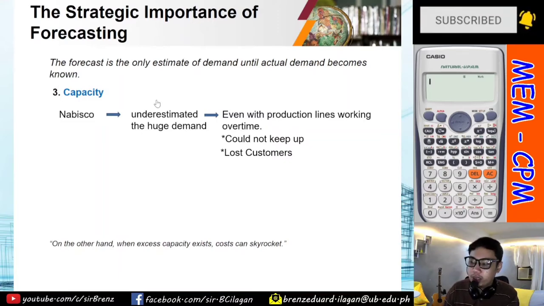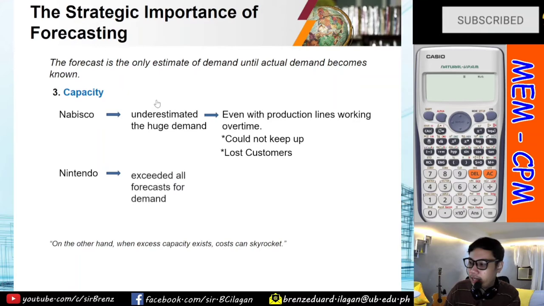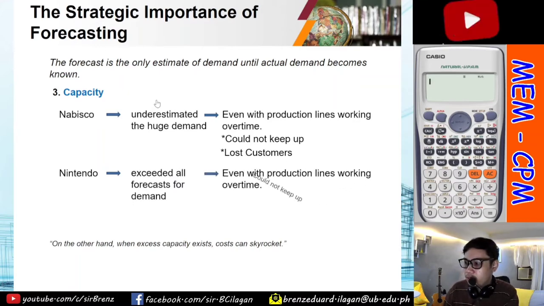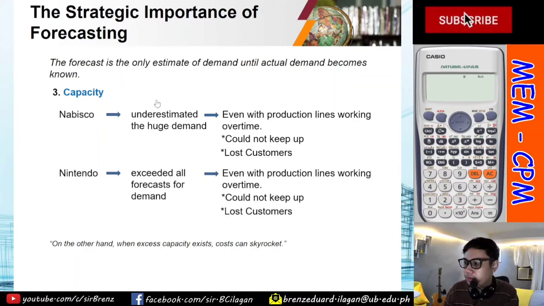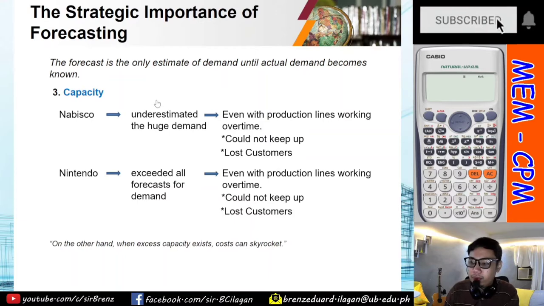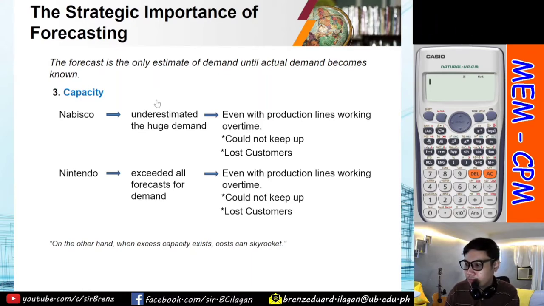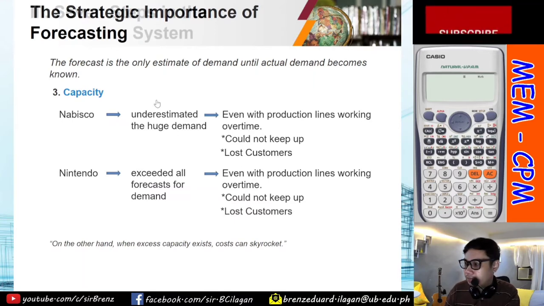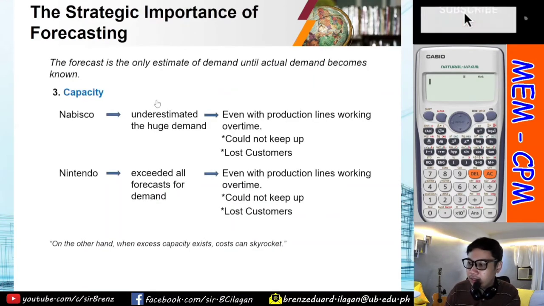Another company, siguro familiar kayo dito, yung Nintendo. So they also faced this problem nung nirelease nila yung Wii. Wii bump, bigas dun. So this was introduced and exceeded all forecasts for demand. At the same time, Amazon also, hindi ko na lang naisulat dito. So they also made the same error with its Kindle.